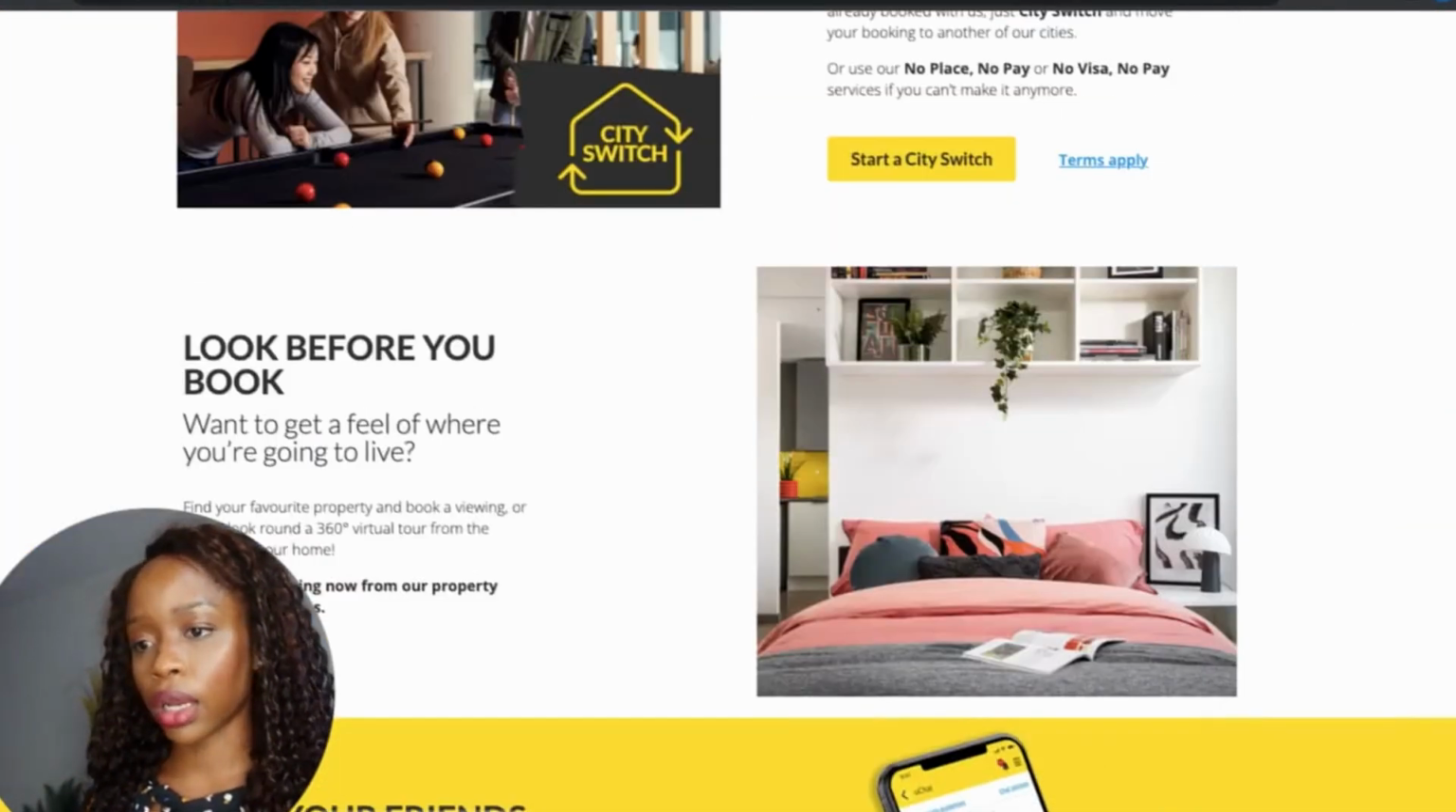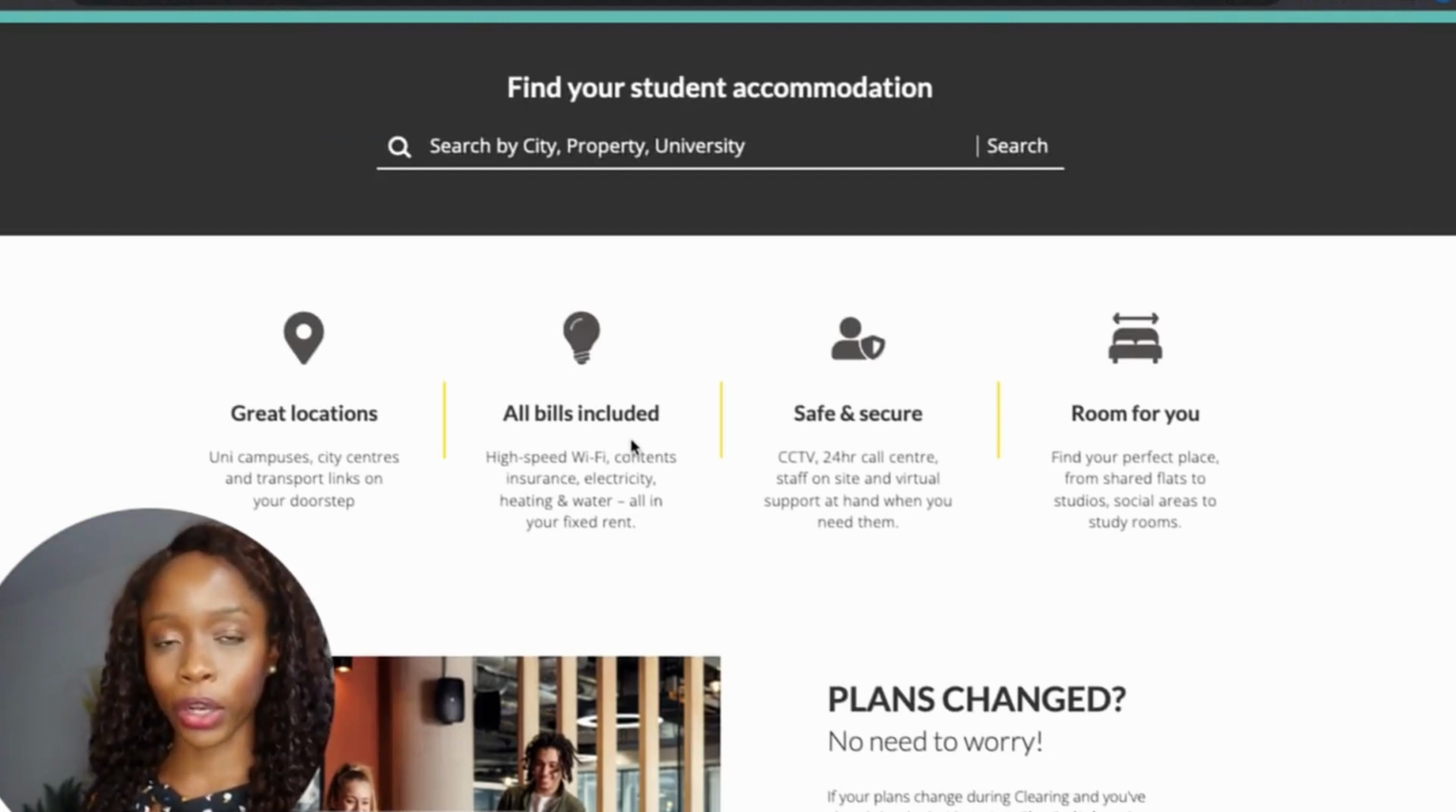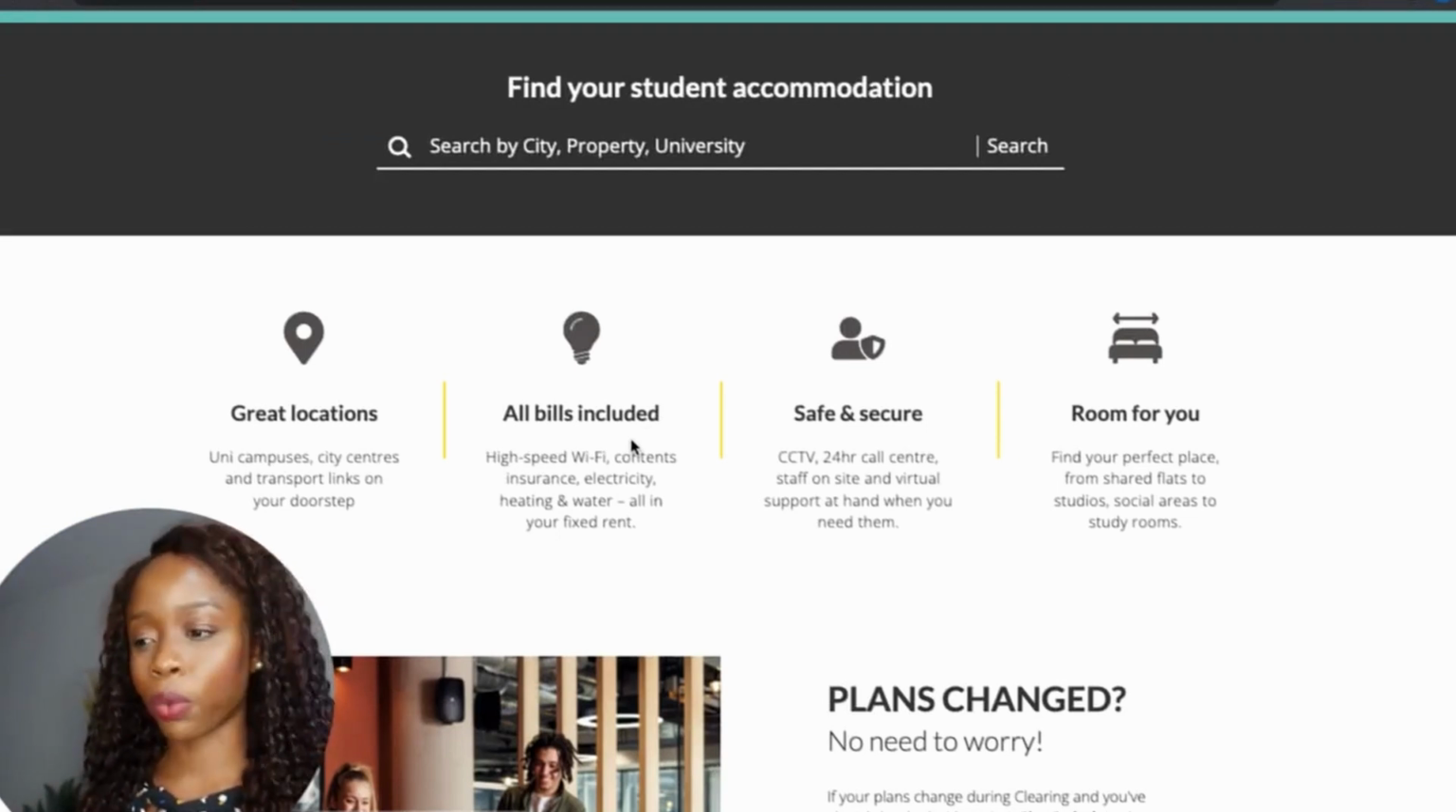The other thing I like with Unite Students is the fact that right at the top you can see that all bills are included. So this is great, it gives you peace of mind. You know straight away that whatever accommodation you're looking at, the bills are included. It makes it easier for you to work out your budget, whether it's affordable or not, straight away.